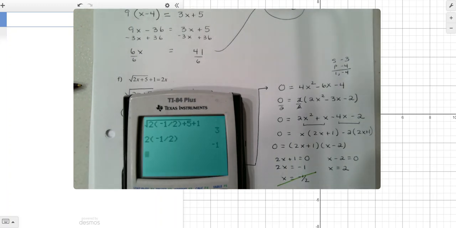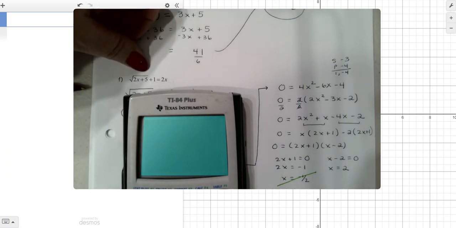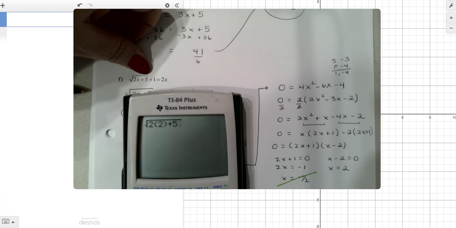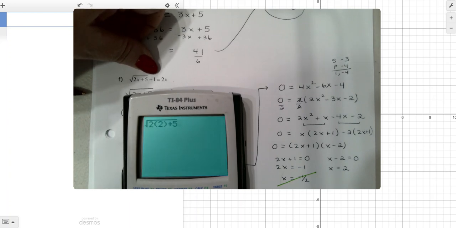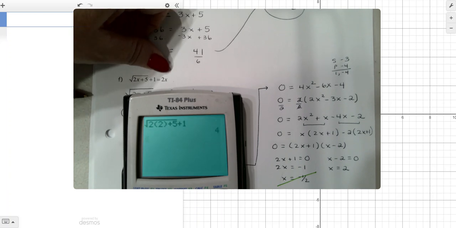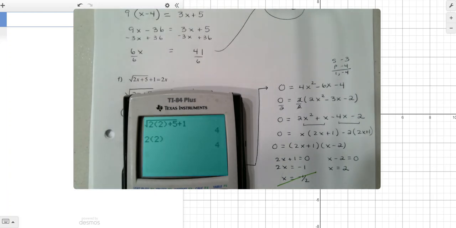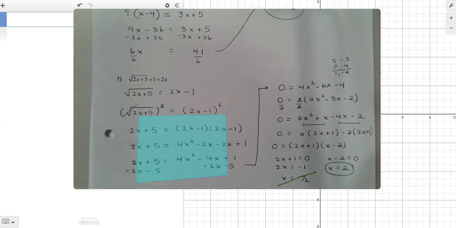Let's try the 2. Let's try the other possible solution. Square root of 2 times 2 plus 5. Get out of the radical. Plus 1 is 4. And the other side, 2 times 2, of course, is also 4. So that one seems to actually work. And I got one of my 2 solutions that worked out.